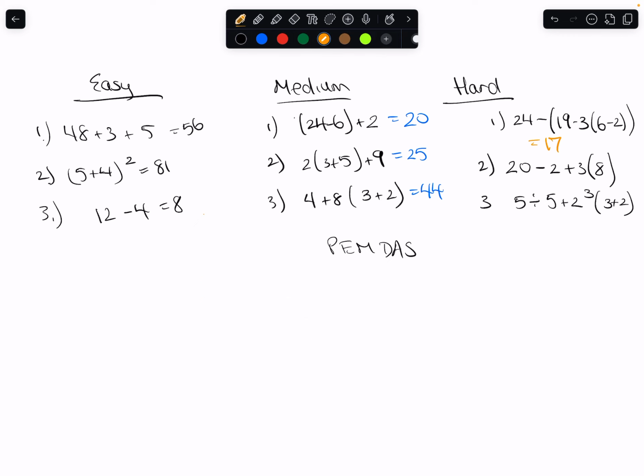Next, there's nothing in the parentheses, even though there is a parentheses, so we don't have to worry about that. No exponent, multiplication, yes. 3 times 8, 24. Everything else comes down.